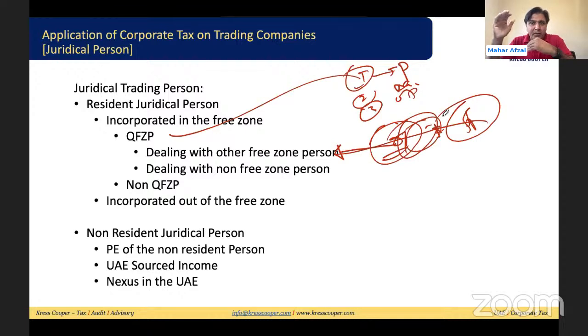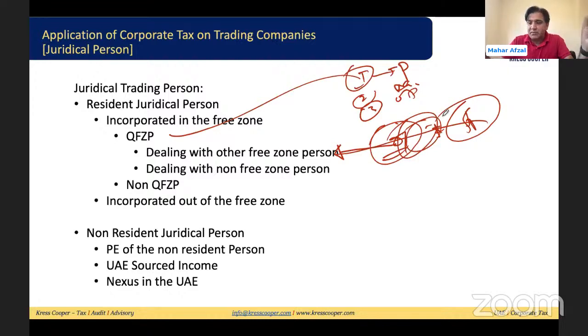So once you are converted to a non-qualifying free zone person, there is no difference in taxation. This is very important what I'm saying. If you have been converted to a non-qualifying free zone person, there is no difference in taxation, either you are registered on the mainland, or you are registered within the free zone and you are a non-qualifying free zone person.